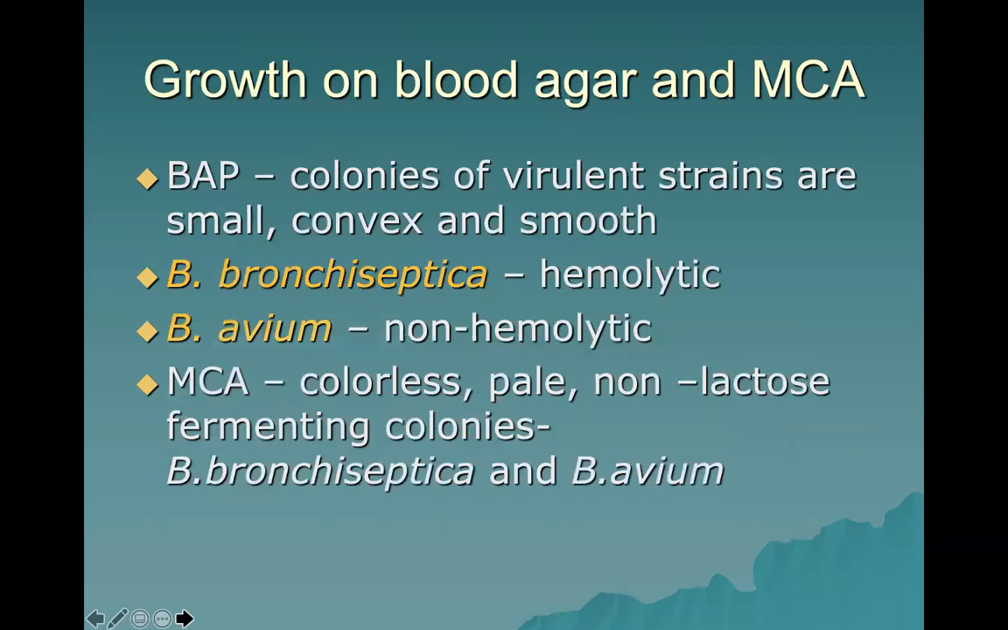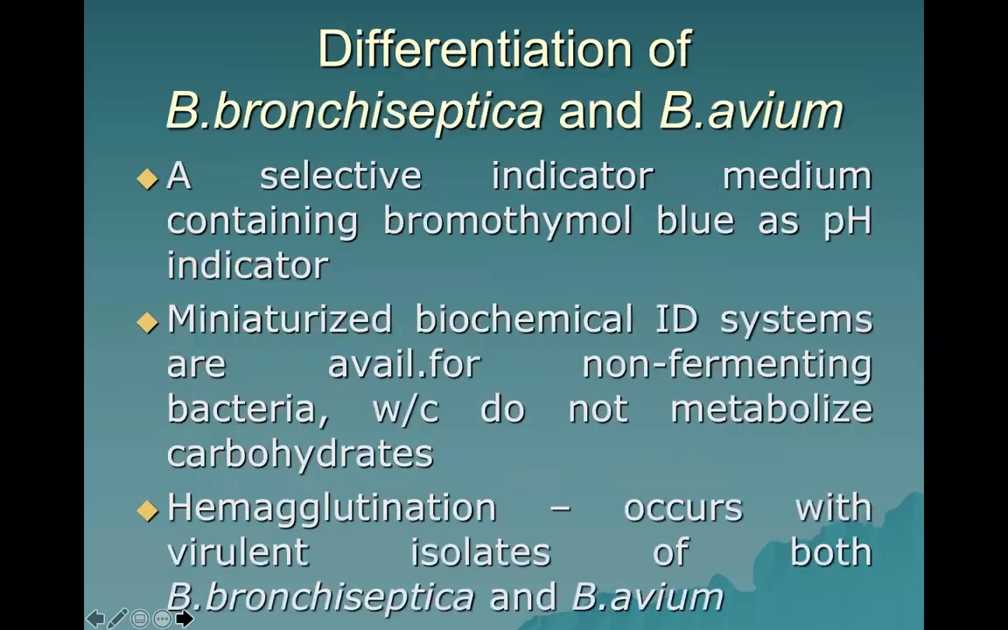For their growth on blood agar and MCA, on blood agar plate, the colonies of virulent strains are small, convex, and smooth. On blood agar plate, only Bordetella bronchoseptica is known to be hemolytic, while Bordetella avium is non-hemolytic. In MacConkey agar, they are colorless and pale because they are non-lactose fermenting, both Bordetella bronchoseptica and avium.